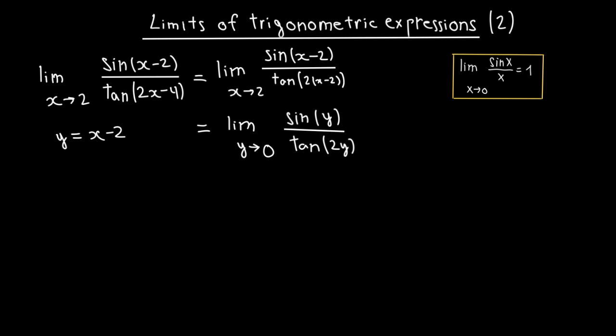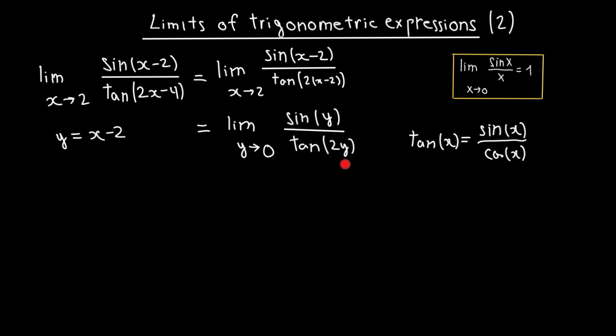Now notice that we have different inputs in the trigonometric functions. For sine we have y, and for tangent we have 2y. And so we can't use the fact that tangent of x is equal to sine of x divided by cosine of x in order to simplify our problem. In other words, we can't cancel out the sine of y with the sine of 2y that is within the tangent, because the trigonometric functions have different inputs.